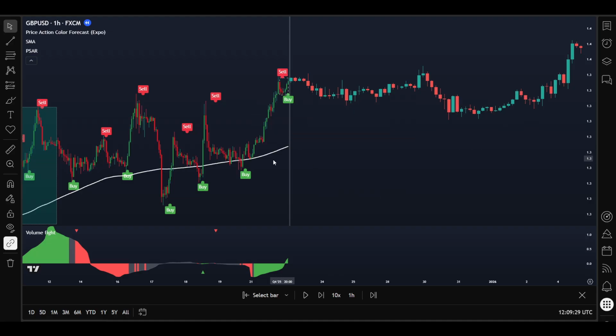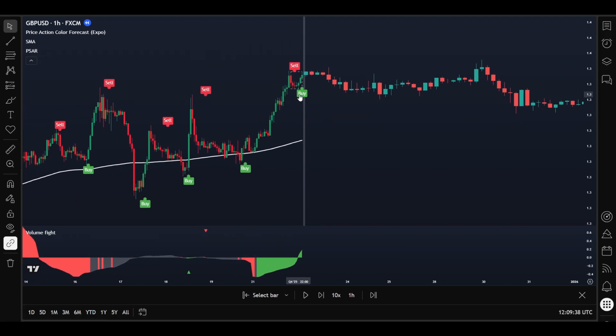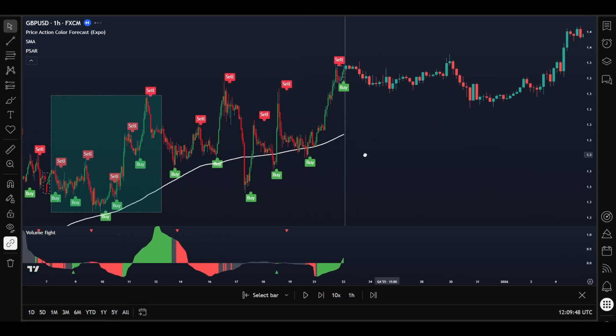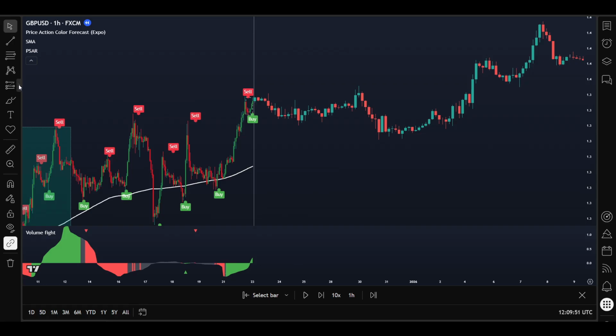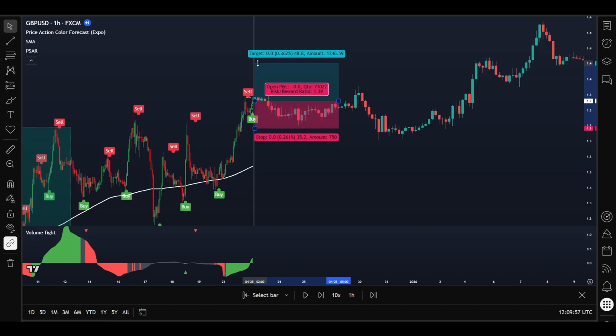Long setup checklist. First, regime. Price is trading above the 200 moving average. Second, trigger. Parabolic SAR prints a buy on a closed candle. Third, participation. On that same candle, Volume Fight is green and above the 0 line. Fourth, projection. Price Action Color Forecast projects a move that reaches the take profit level without touching the stop loss level. When all four are true at the close, buy the next open.